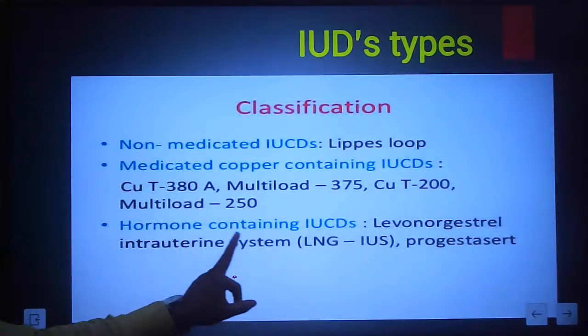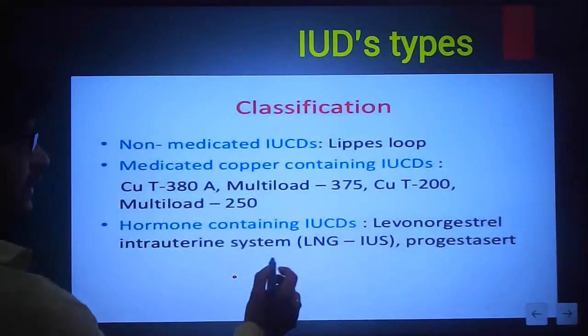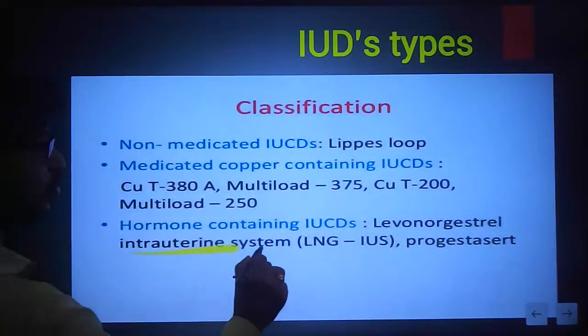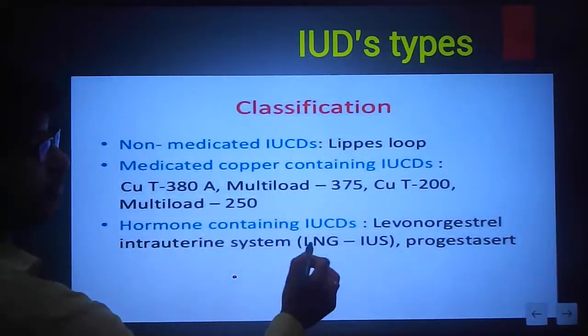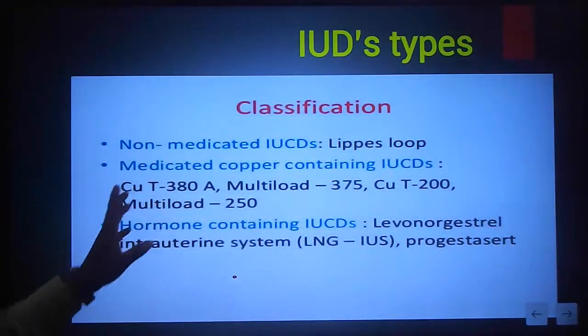And then here you could see the hormone-containing IUD. Hormone-containing IUDs, you can take LNG, levonorgestrel intrauterine system, LNG-IUS we call it, or Progestasert. We simply call it LNG. So these are the examples.